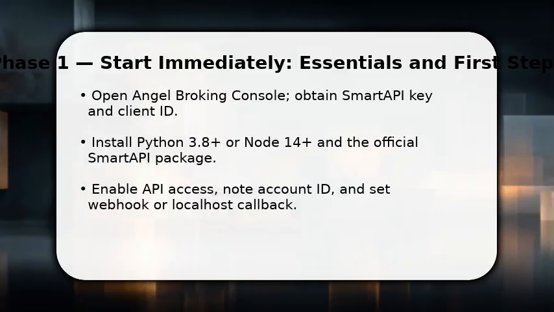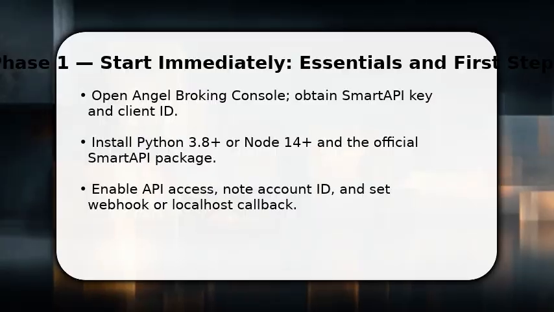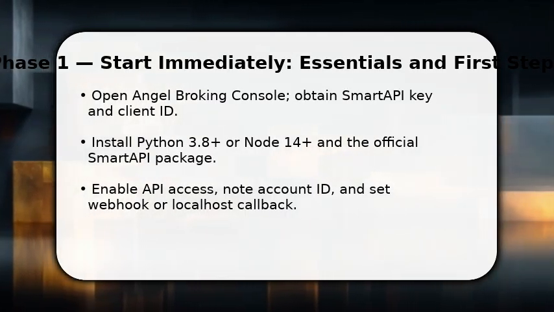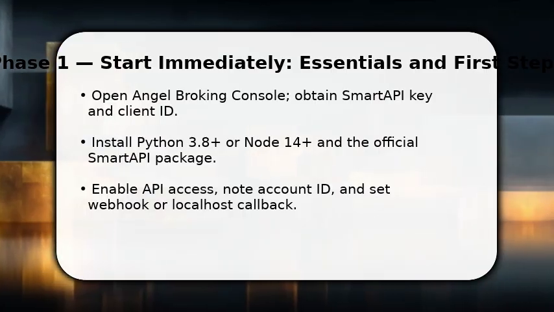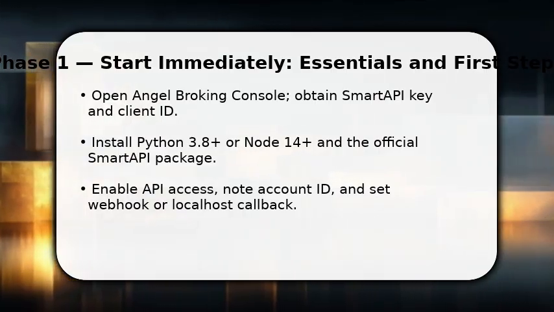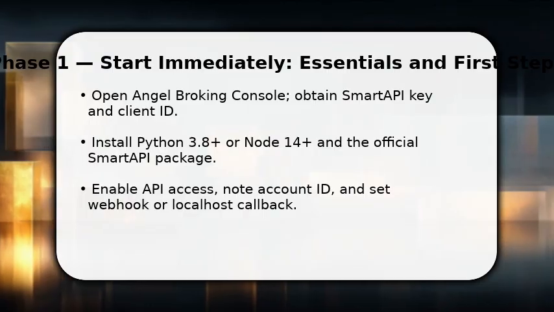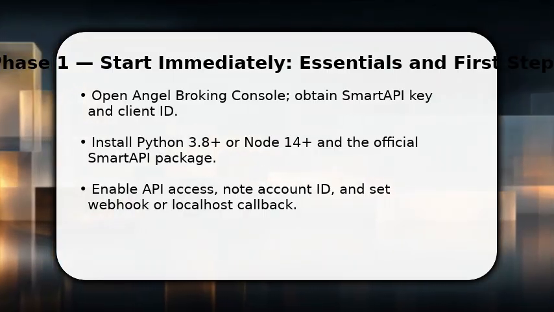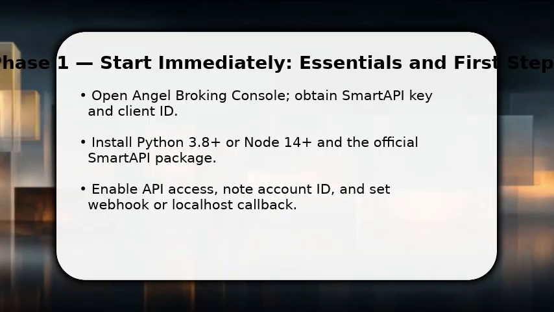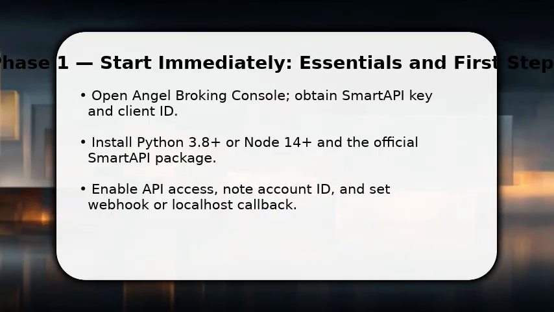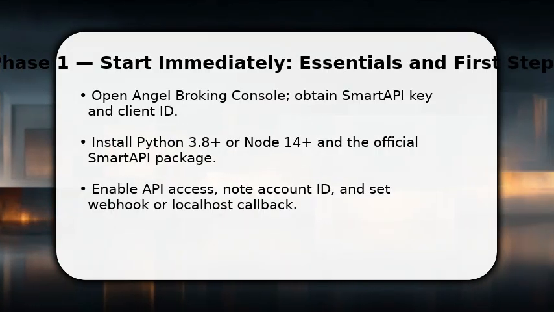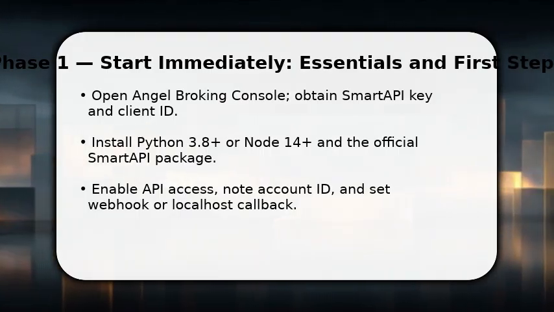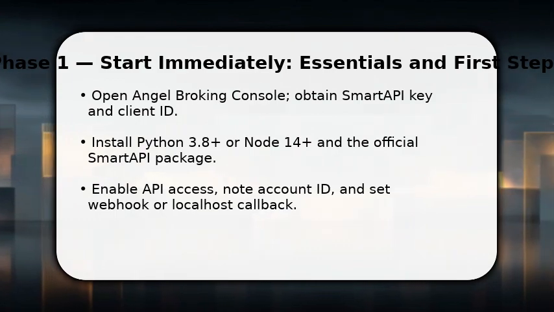You start by confirming prerequisites: an Angel Broking account, enabled API access, and a Smart API key. Once you have credentials, install the SDK for Python or Node and store the API key securely. Next, you log in programmatically with client ID and password to receive a session token. This token authorizes further calls. Make sure to record account ID and session expiry, because you will refresh tokens later to keep the connection live.